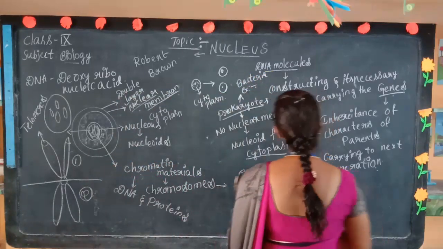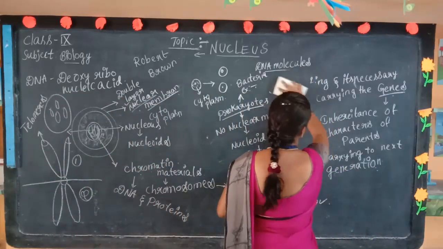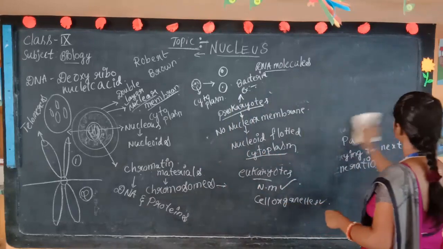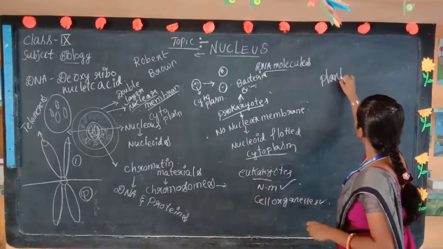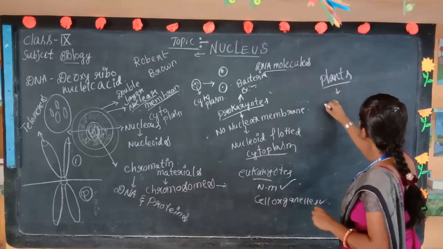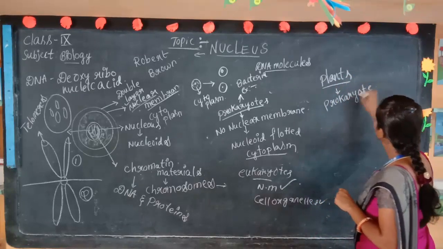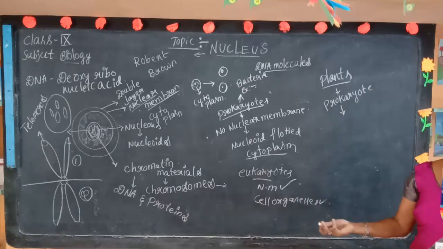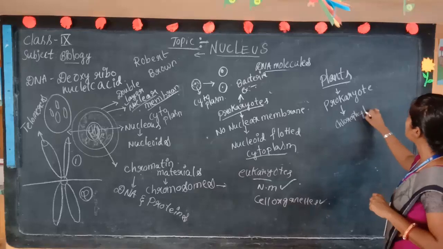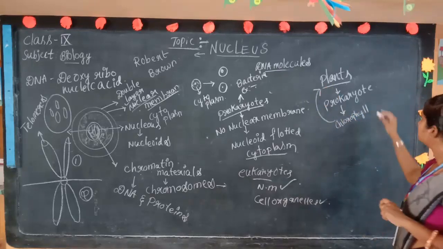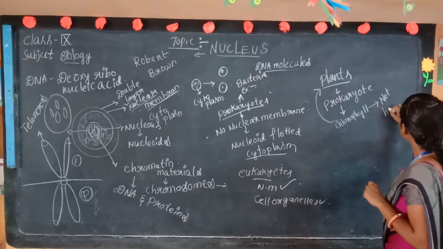When it comes to plants, if any plant has a prokaryotic character, normally the prokaryotes do not have any cell organelles, but the chlorophyll will be present. Why? Because it is a plant. But this chlorophyll does not have plastids.